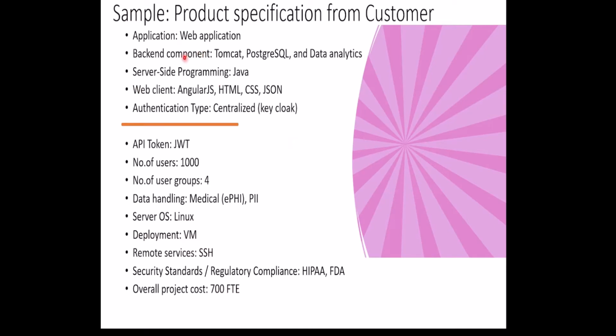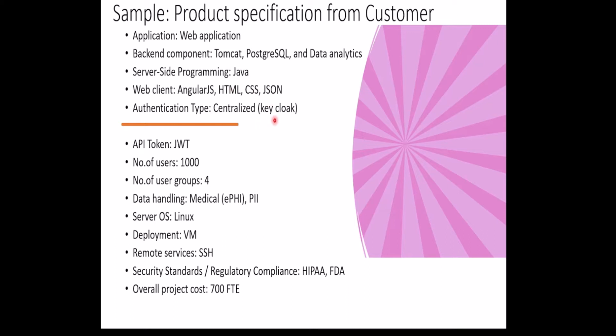Okay, we can take a sample application. The application type is web application, with backend components Tomcat, Postgres, and some data analytics. These are the product technical details. We saw these details in the earlier session also. Assume the application is a web application type and the backend components have Tomcat, Postgres, and some data analytics. Server-side programming language is Java, and the web client uses AngularJS, HTML, CSS, JSON.